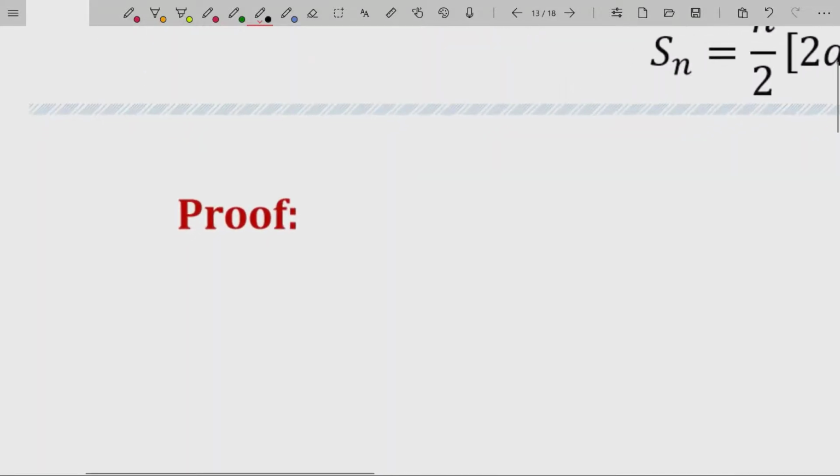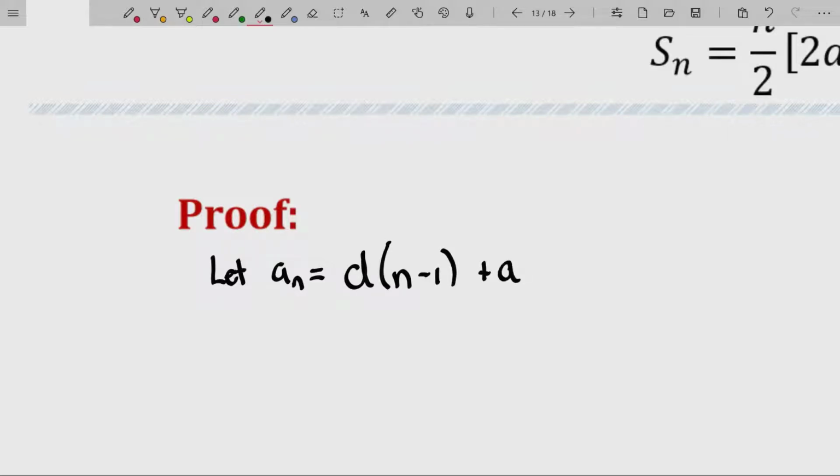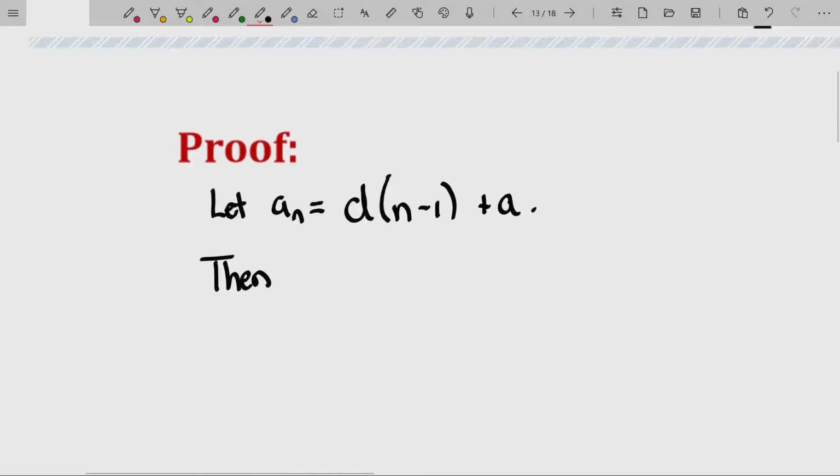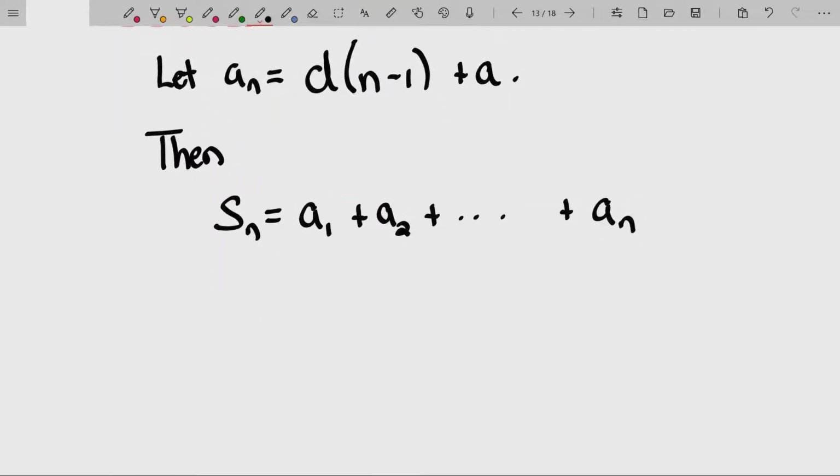So we'll start by assuming we have an arithmetic sequence. Let a sub n be equal to d times n minus 1 plus a. That's our arithmetic sequence. Then S sub n, adding up the first n terms of this arithmetic sequence, is going to be a1 plus a2 plus, down the line, all the way to a sub n. That's by definition of an nth partial sum. You're just adding up the first n terms of your arithmetic sequence. That should not blow your mind. But now I could say, you know what that's equal to?